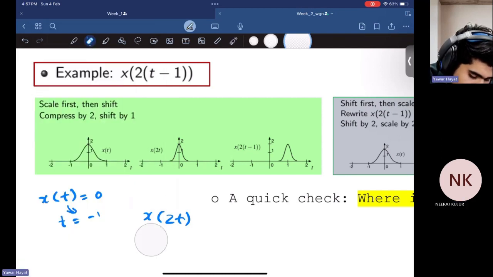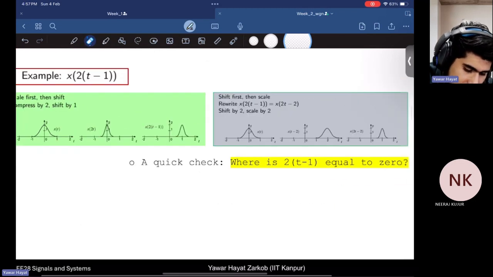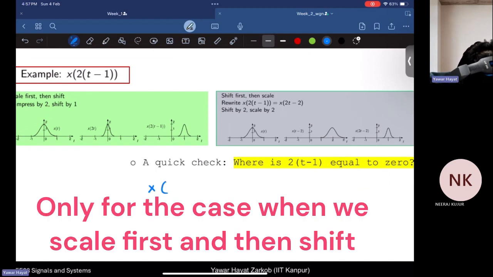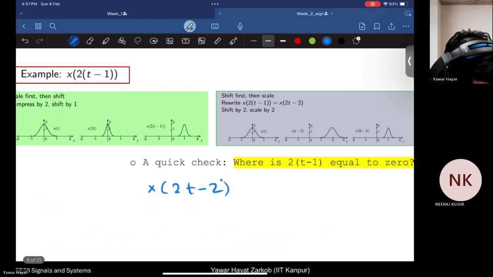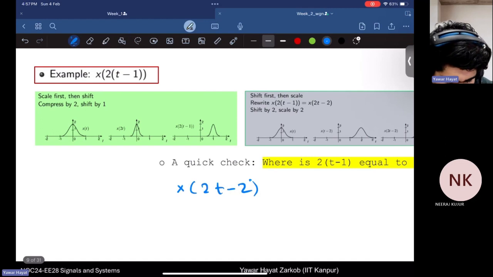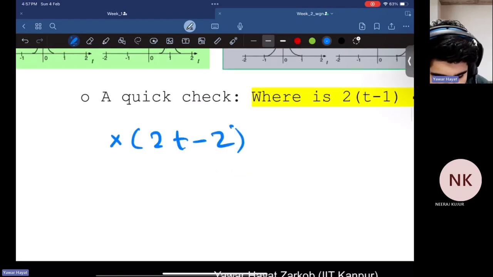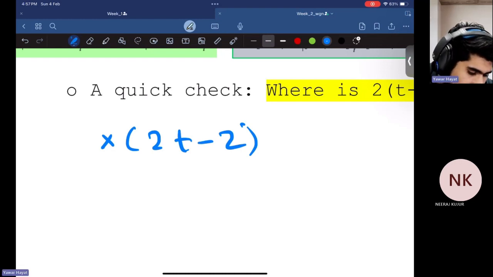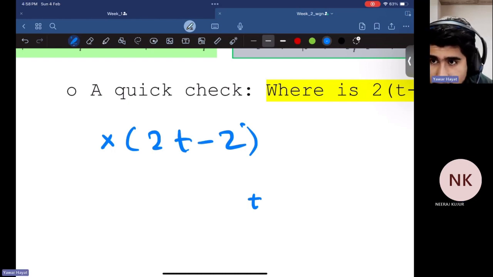So the rule that you were referring to was the statement that I made. Suppose you have this function x of 2t minus 2. You cannot scale this function by 2 and then shift this function by 2. The shift should be the shift in time. So that is why we were taking this common. The shift should be in time.